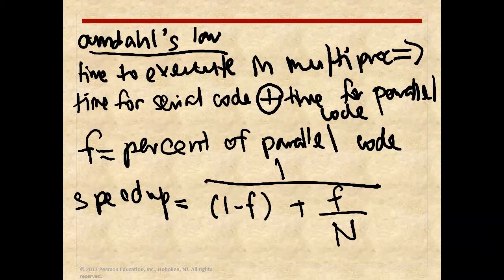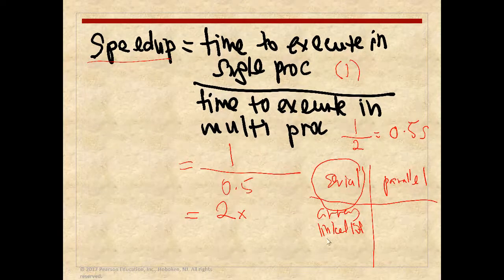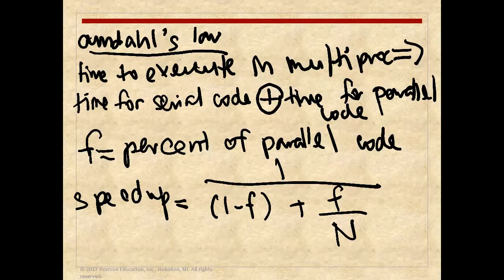In Amdahl's law, rather than using the formula where speedup is equal to the time to execute on a single processor divided by the time to execute the program on a multiprocessor, Amdahl's law assumes that to calculate the time to execute a program on a multiprocessor, you have to add the time taken to execute the serial code plus the time for the parallel code.